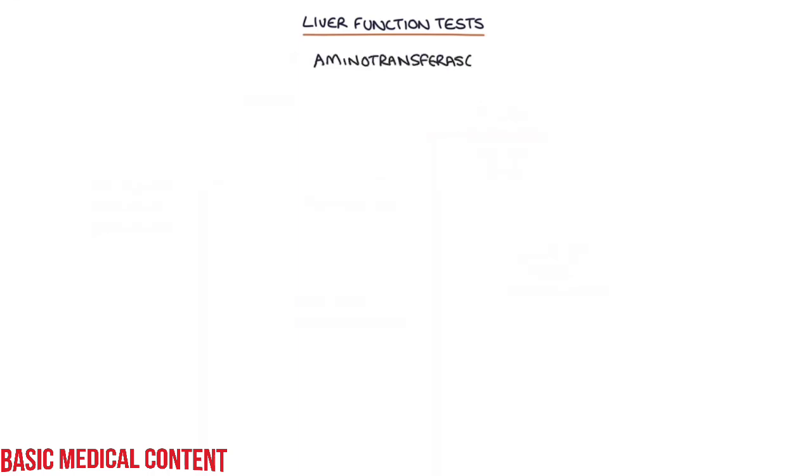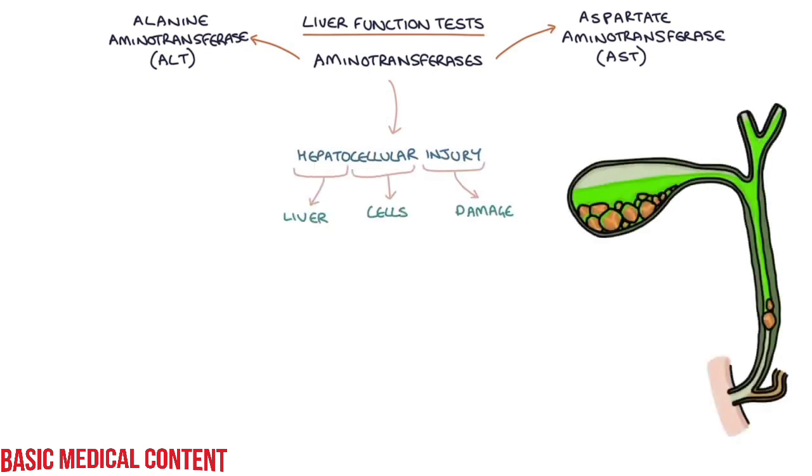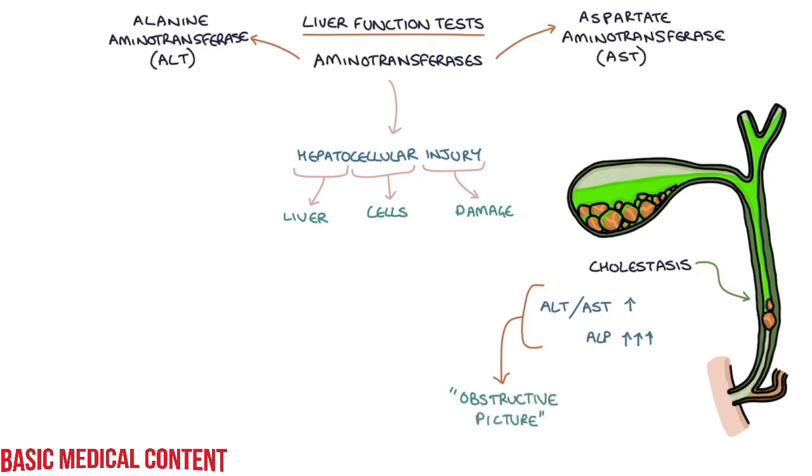Next, aminotransferases. Alanine aminotransferase, or ALT, and aspartate aminotransferase, or AST, are enzymes that are produced in the liver. They're helpful as markers of hepatocellular injury, or damage to the liver cells. In the context of gallstones, when there's cholestasis or blockage of bile through the bile ducts, ALT and AST can increase slightly, but there will be a much more significant rise in ALP, or alkaline phosphatase, and this is described as an obstructive picture, referring to the obstruction of flow through the bile ducts.